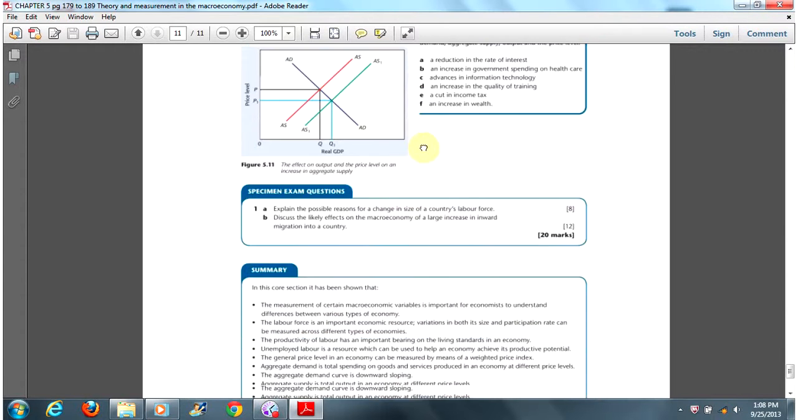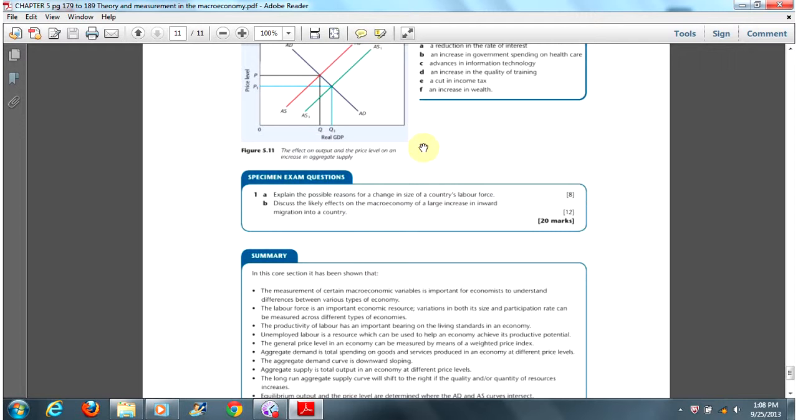Specimen exam question 1. A, explain the possible reasons for a change in the size of a country's labor force. B, discuss the likely effects on the macroeconomy of a large increase in inward migration into a country.